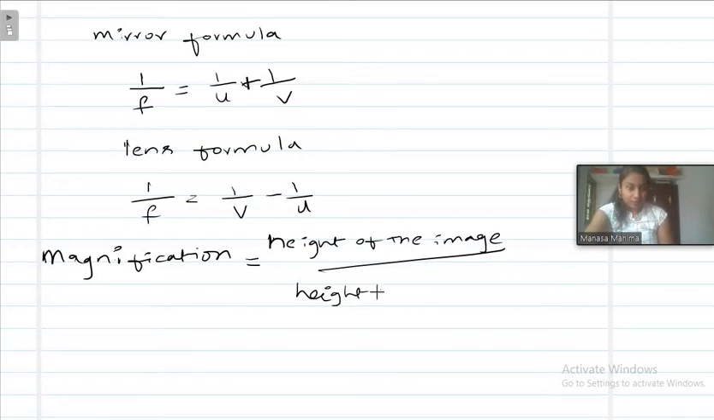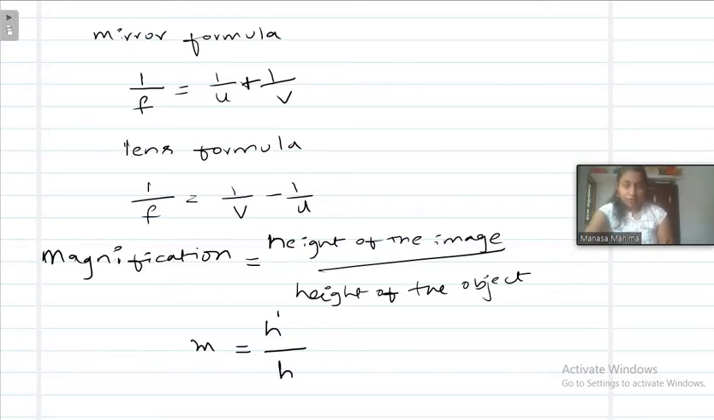This formula is the same in both cases, right? If you want to write it in terms of letters, how can you write the magnification? Small m is equal to h prime by h. What does h prime represent? H prime represents the height of the image and h represents the height of the object.